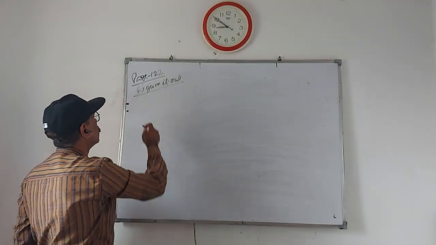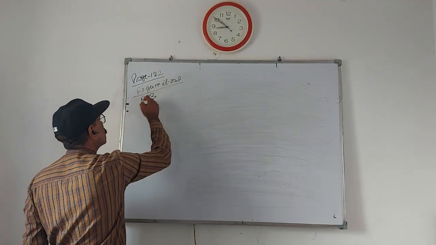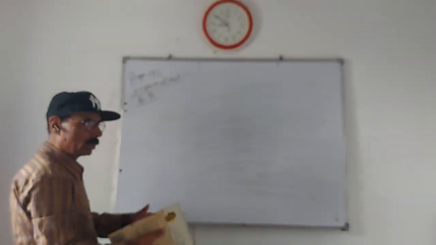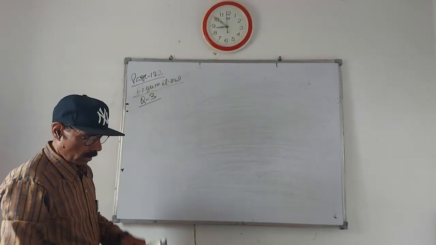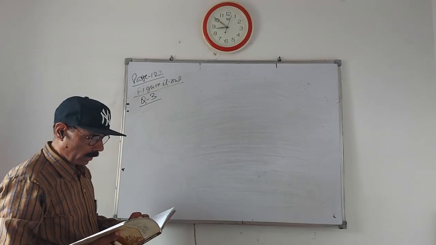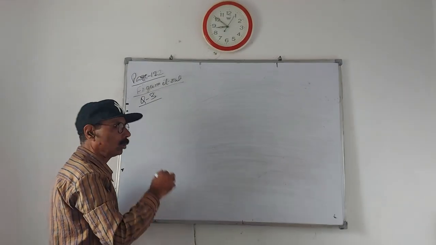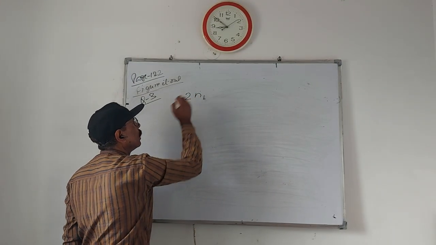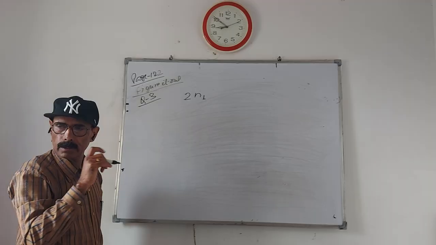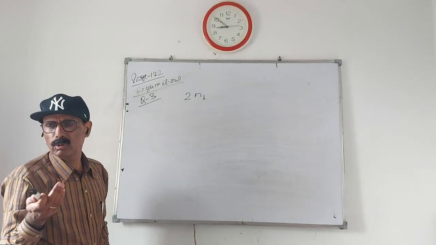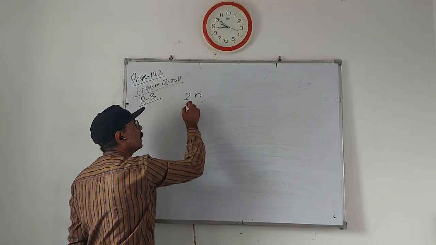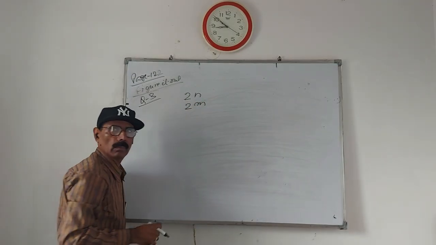Question number 3, page number 122. Sum of two even numbers. It is not given consecutive. Take two even numbers. Suppose one even number is 2n. If any confusion, write like this. Another even number is 2m.